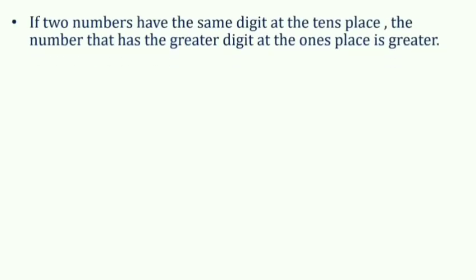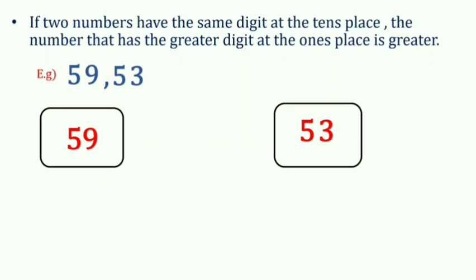If two numbers have the same digit at the tens place, the number that has the greater digit at the ones place is greater. So let's take one example, 59 and 53. Let's compare these two numbers. Now, as I said, if the two numbers have the same digit at the tens place, here you can see number 5 is the same in both numbers at tens place. So in that case, the number that has the greater digit at the ones place is greater. So let's see which number is greater at ones place.